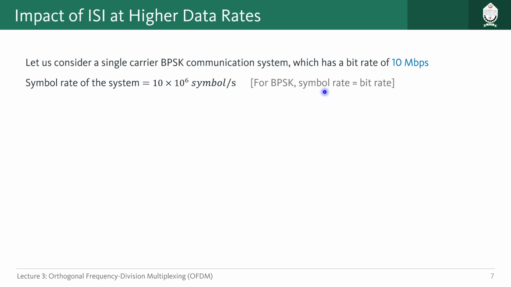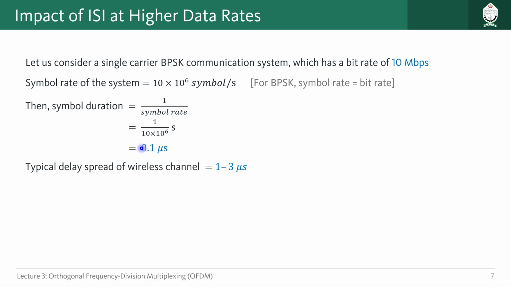So from that notion we can simply say the symbol rate of the system is 10 multiplied by 10 to the power 6 symbols per second, because our bit rate is 10 megabit per second. And if the symbol rate is this, then we can find the symbol duration as 1 divided by the symbol rate, which comes as 0.1 microsecond. So the symbol duration for this system is 0.1 microsecond.